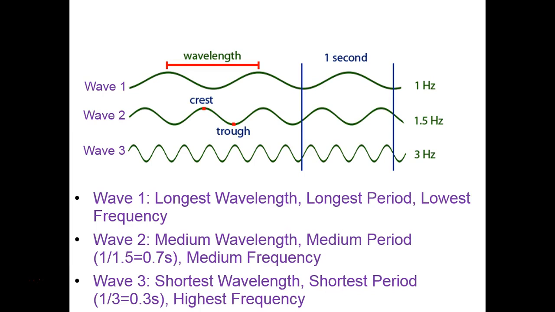Wave 2 is a medium wavelength, medium period, medium frequency, and wave 3 has the shortest wavelength and the shortest period, which means it takes less time for one wave to pass to where the previous wave was. And it also has the highest frequency, meaning there are more waves passing within a minute than compared to wave 2 or wave 1.